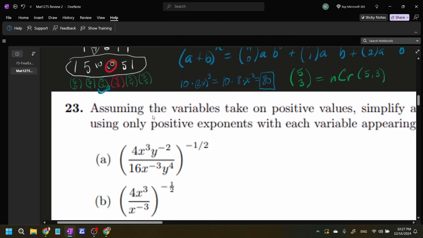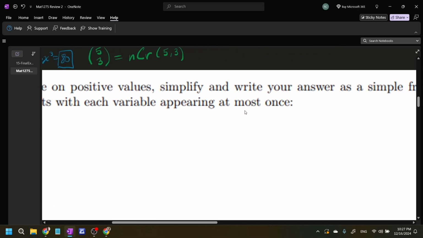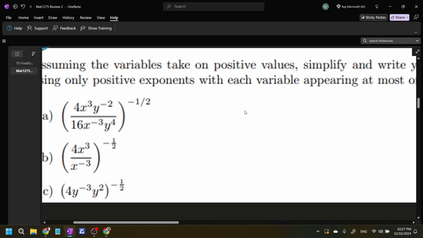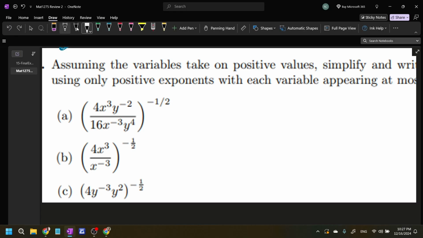Number 23, assuming the variables take on positive values, simplify and write your answer as a simple fraction using only positive exponents with each variable appearing at most once. Okay, so this is a lot like the other question where we have a whole bunch of variables and exponents. I'm only going to do one of these for the sake of time.